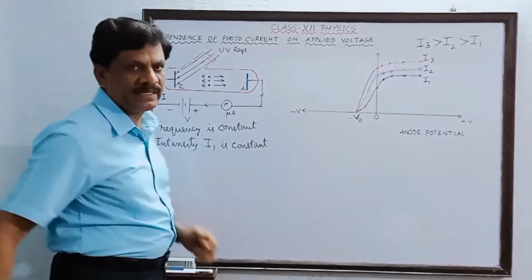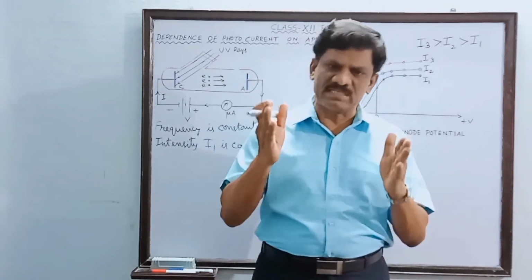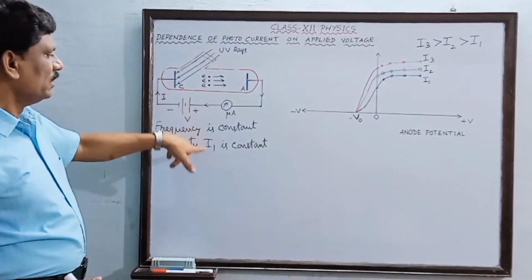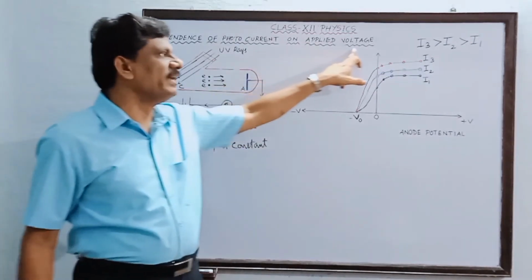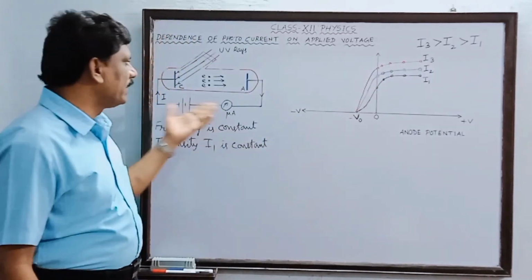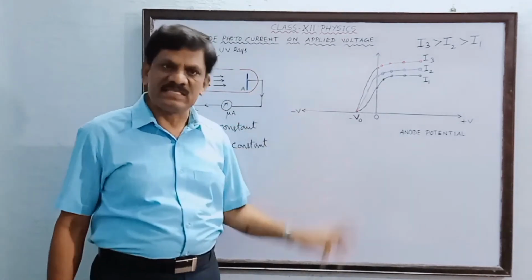So how to maintain the intensity as constant? I told you, keep the source fixed at the same distance. Now, keeping the frequency and intensity constant, what is to be varied is the applied potential difference between the cathode and the anode, or the potential of the anode can be varied in steps.